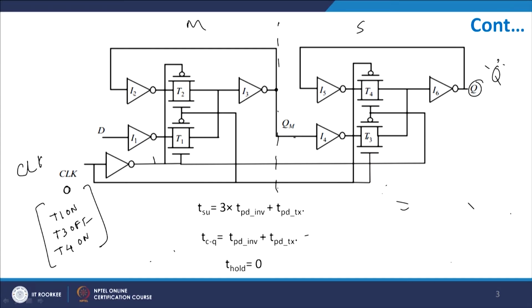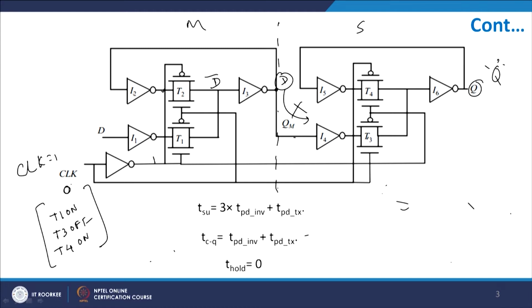Now, when clock equals 0, T1 is on and T2 is off. When T1 is on, D goes to D bar here and D bar comes to D here, but it cannot go to this path because my T3 is in off state. Therefore, it goes via this path to I2 and it is stored at this particular point. But understand T2 is in the off state because you are driving it by 1.